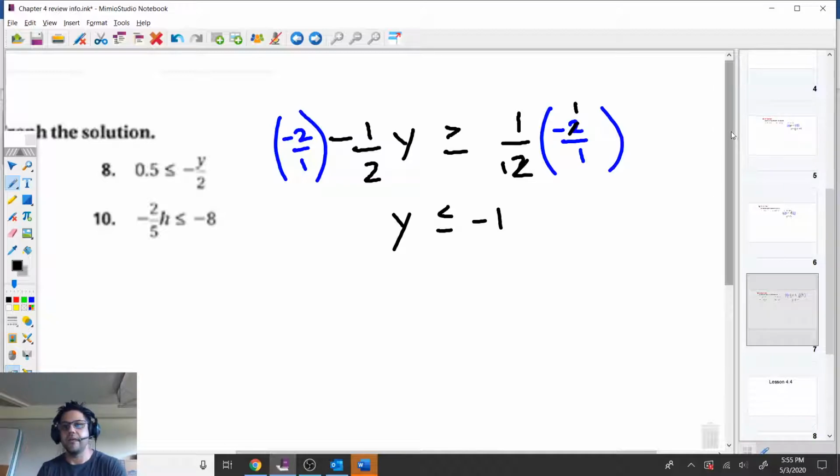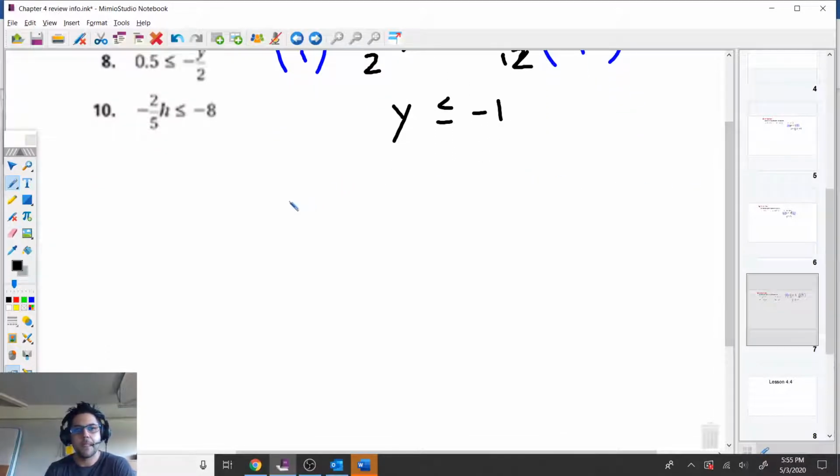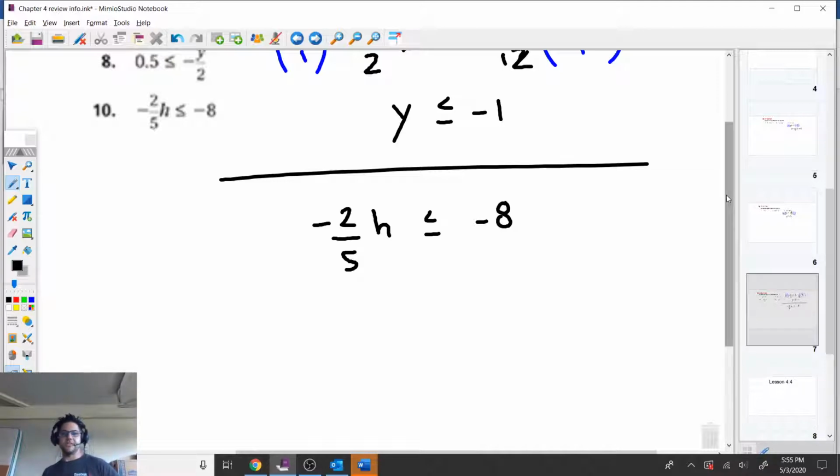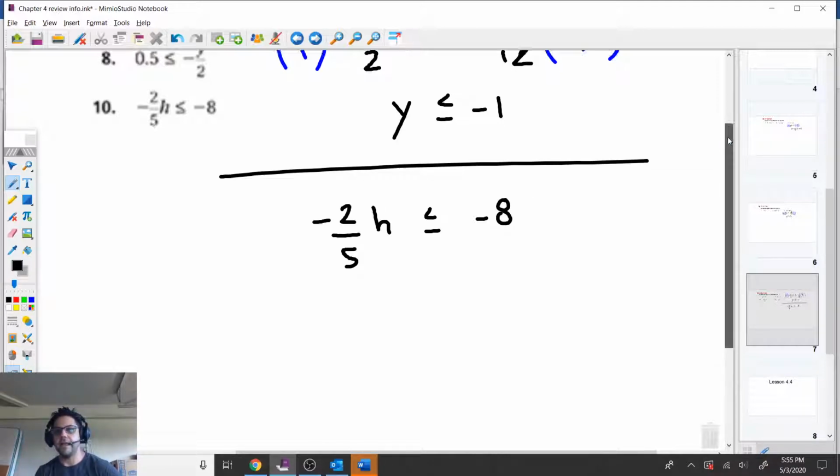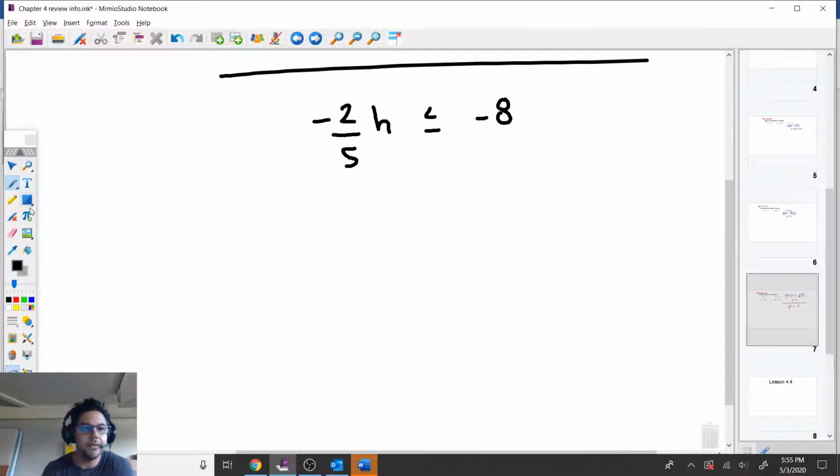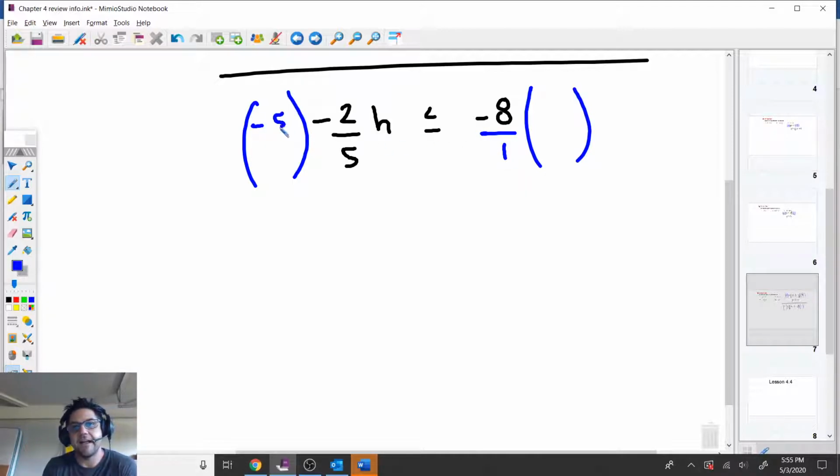Let's do number 10 and then one more quick one. Number 10 says negative 2 over 5 h is less than or equal to negative 8. So, same idea. I'm going to go ahead and do multiplication again, both sides by the reciprocal. The reciprocal is negative 5 over 2, both sides.